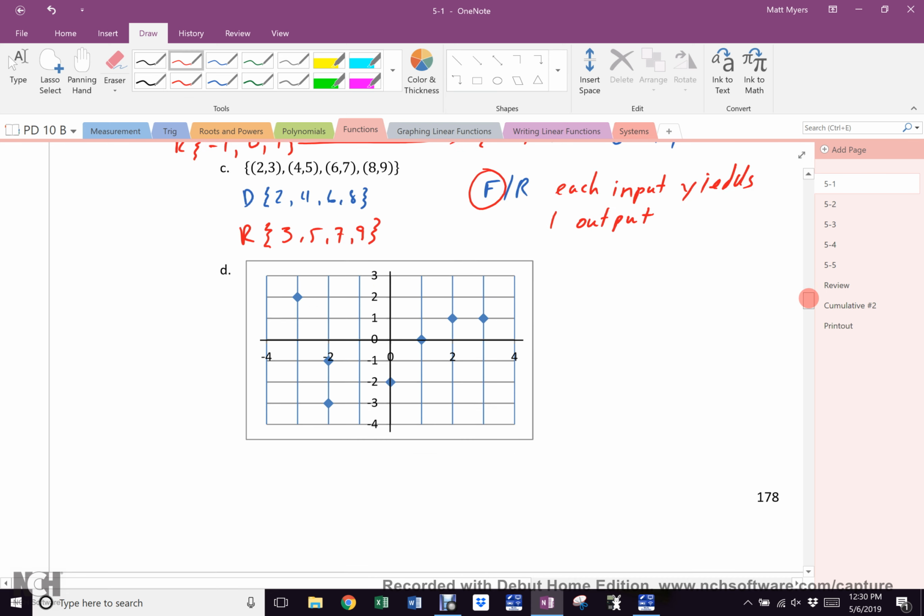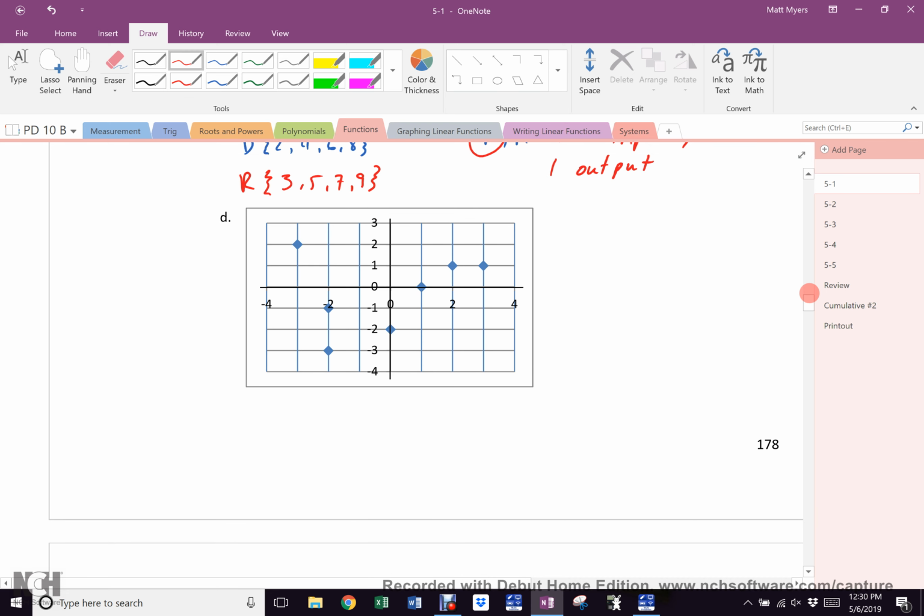Now, what's different in D? It's actually on a graph, but every point on the graph is what? An ordered pair. So every point on the graph has an X and a Y, yes? So again, what are my domains? Where do I look for domains? Are they X's or Y's? X's. So right now, all I care about is the X-axis, yes? Where do I find the lowest number? On the left or the right? On the left. Where is it? Negative 3.